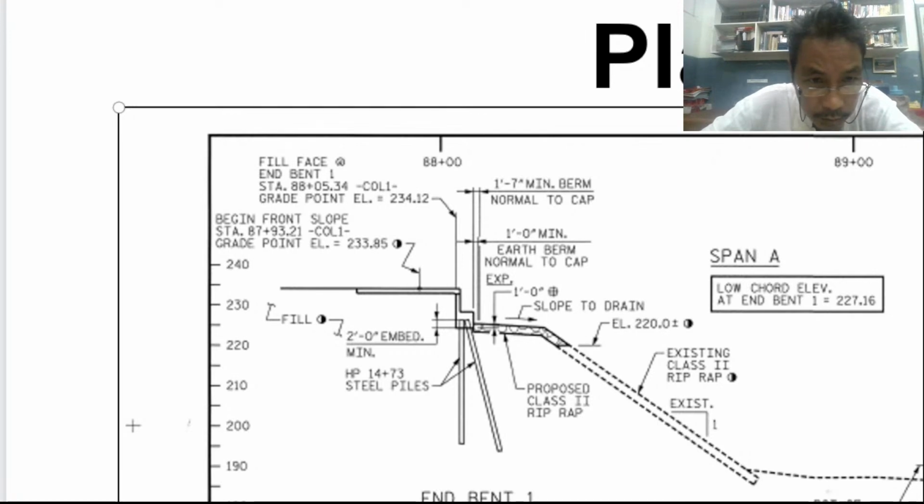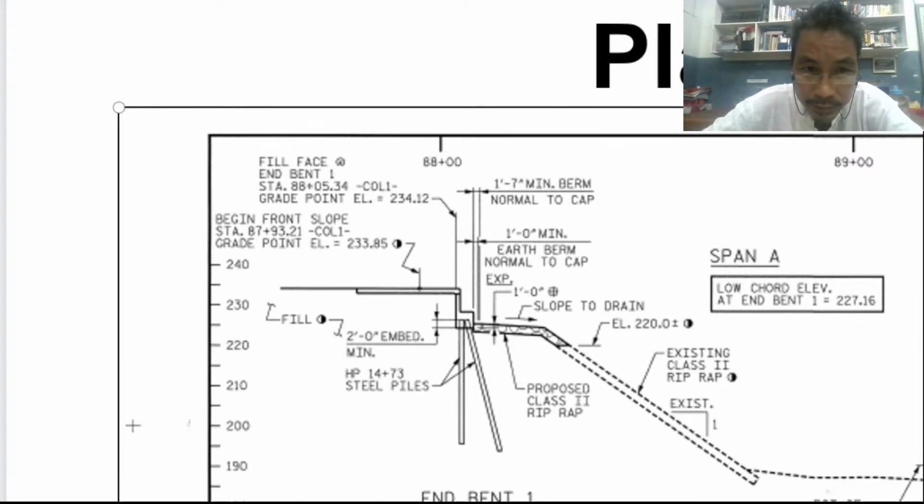So, what's next on that? Immediately below that group of text, we have what? Begin, front, slope. Then, Sta. 87 plus 93.21. Again, this is what? As you can see, there is somewhat of a setback.